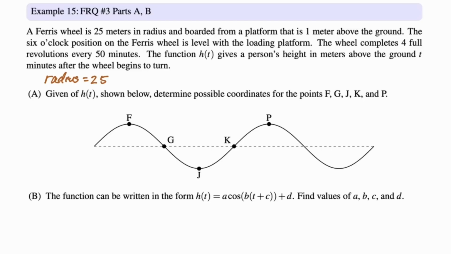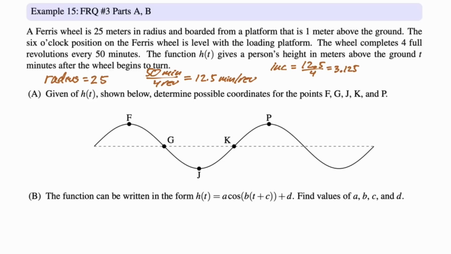We need to figure out how long one revolution takes. So if you can do 4 of them in 50 minutes, it's 50 minutes for 4 revolutions. That's 12.5 minutes per revolution. The period is 12.5. And if the period is 12.5, then each of these points is 1/4 of the period apart. So the increment is the period divided by 4. Our increment is 12.5 divided by 4, 3.125.